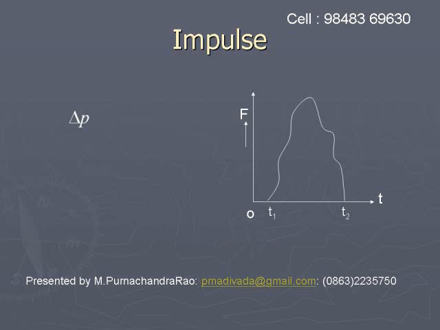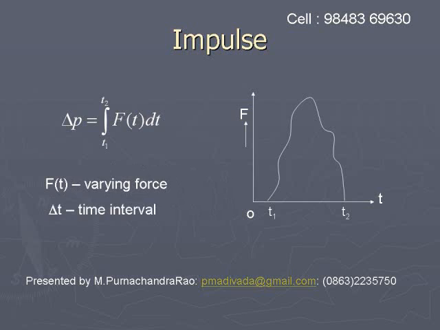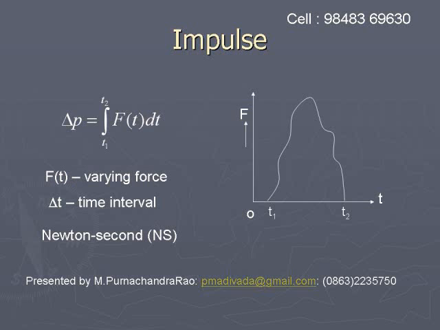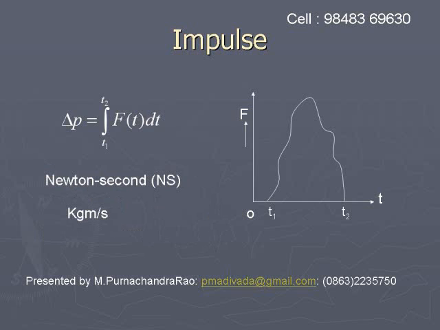Impulse J is equal to the change in momentum. It can be written as the integral from t1 to t2 of F(t) dt. Here F(t) represents the varying force with time, and dt represents a small time interval. In calculus, if there is a varying function and dt is the time interval, then F(t) dt, if integrated between the time intervals t1 and t2, gives the total change in momentum, delta p. Like this we represent it in mathematical form.